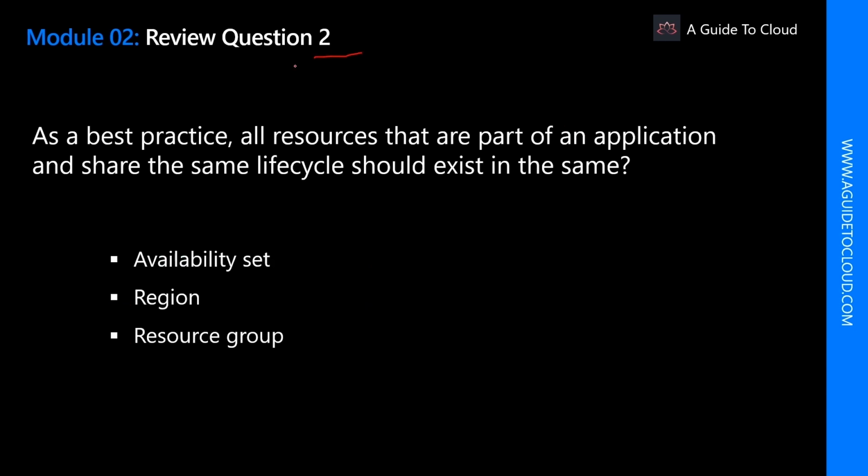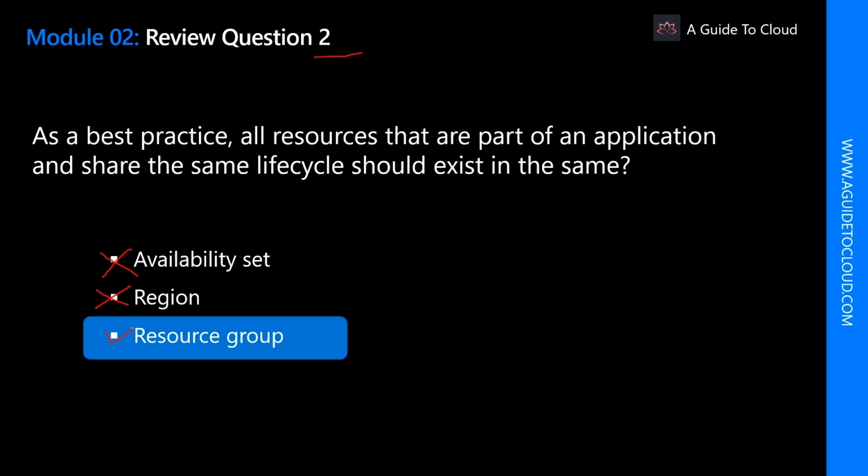As part of the best practice, all resources that are part of an application and share the same life cycle should exist in the same what? Do you think it should exist in the same availability set? I don't think so, because availability set will give you high availability for your services. Do you think these resources should exist in the same region? Definitely not, because region is what you select if you want to deploy a resource closer to a user or closest to where the users are going to access from. So the correct answer is resource group, because for ease of management, resources that are part of an application and share its life cycle should be placed in the same resource group.